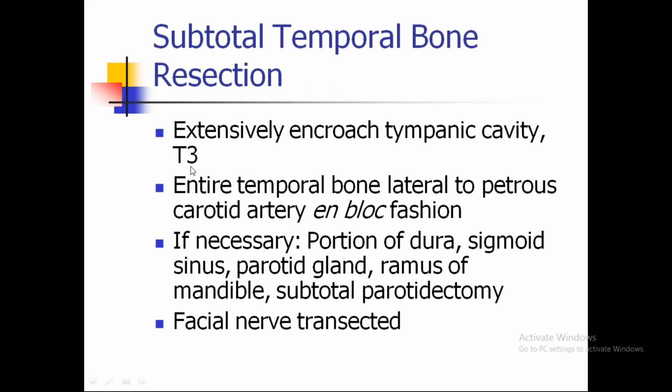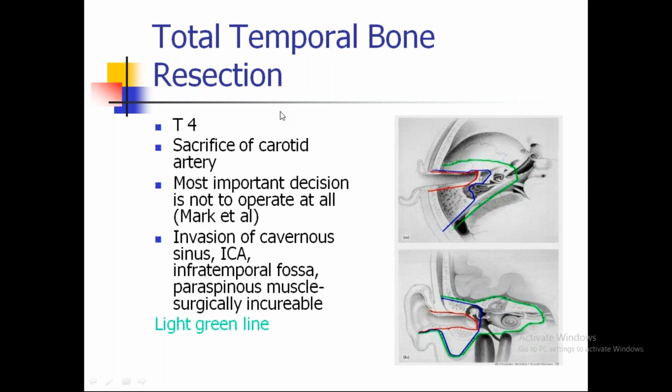It is done in T3 cases. The entire temporal bone lateral to the petrous carotid artery is removed if necessary. Portion of dura, sigmoid, parotid, ramus of mandible, parotidectomy is also done. Facial nerve is transected. If it's a T4, then you have to go for a total temporal bone resection. That is, you have to sacrifice the carotid artery.